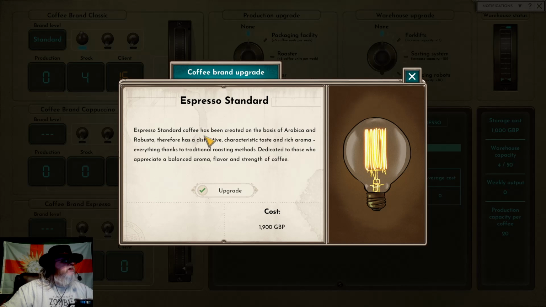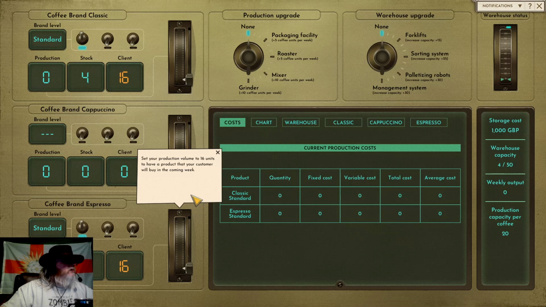Espresso Standard has been created on the basis of Arabica and Robusta, therefore it has a distinctive characteristic taste and rich aroma. Everything thanks to a traditional roasting method, dedicated to those who appreciate the balanced aroma, flavour and strength of coffee. Set your production to 16 units.